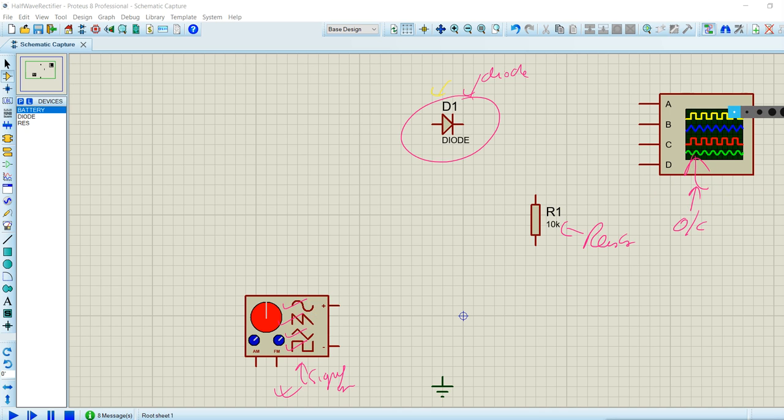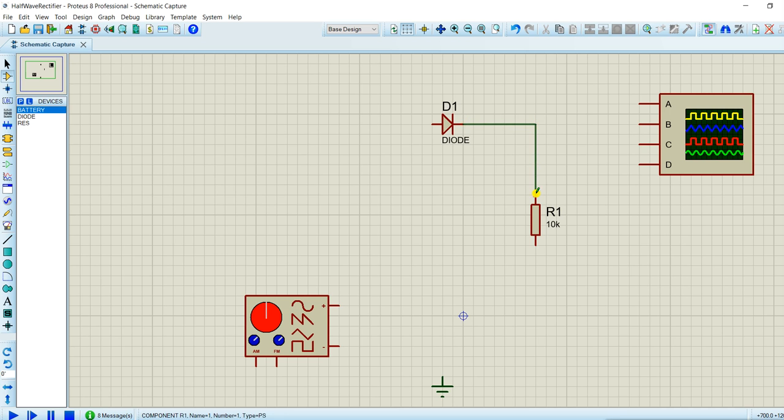So let's first of all join all the connections. To join the connections, first of all we will connect this diode output with this resistor, and this resistor will be connected to the signal generator, and we will connect both to the common ground. Means here we have the ground, this all will be at 0 voltage.